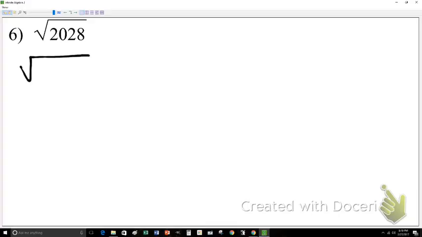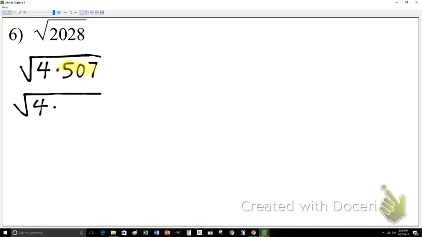Well, first I'm going to try 4. Okay, so can I factor out 4? Yes, I can. So it's going to be 4 times 507 that makes 2028. Okay. Now I look at the number 507. Can I factor another perfect square out of 507? Seems like it's going to be difficult. It's not actually that easy, but you can do it.